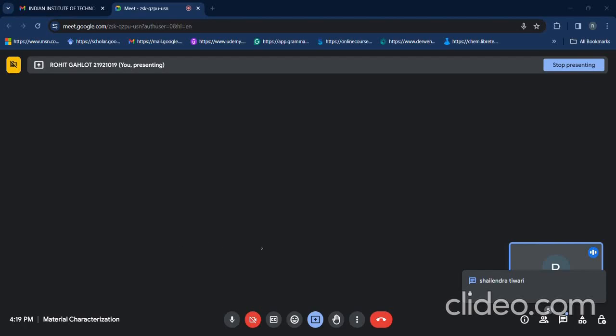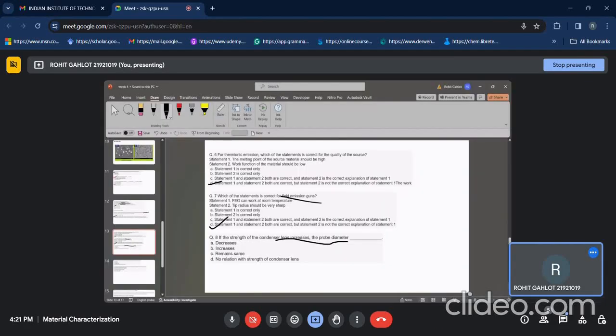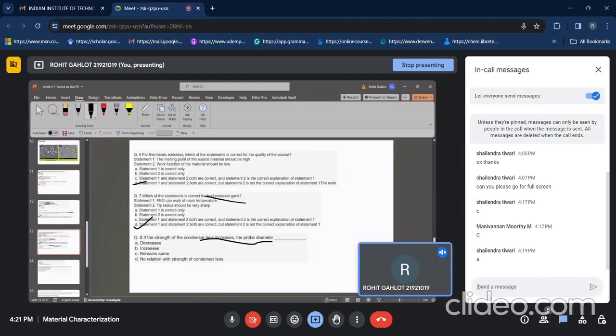Okay, then if you move to the next one: if the strength of the condenser lens increases, what happens to the probe diameter? Anyone who can explain this, or what is the correct answer?